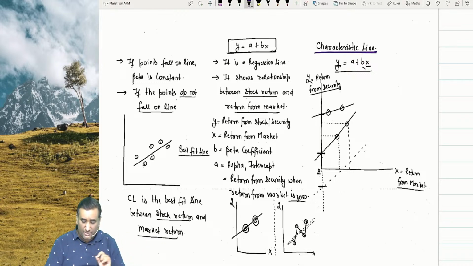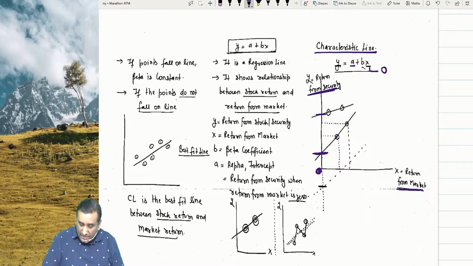It can be possible, for example, we say x is the return from the market, y is the return from the security, and if I have two data points, I draw the line, it cuts here, called intercept alpha. It's a regression line, and it says if this is 0, what is the return from the security? Because the market can give 0 return. If I put x, the market return, as 0, beta into market is 0, y would be equal to a, which is nothing but this part here.